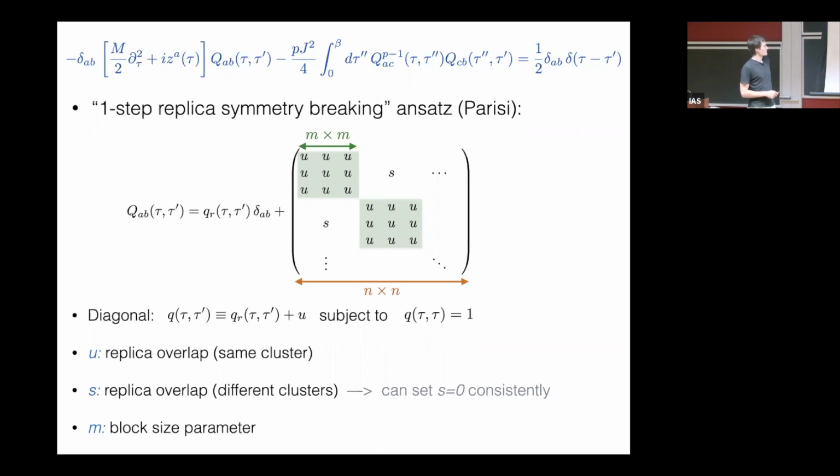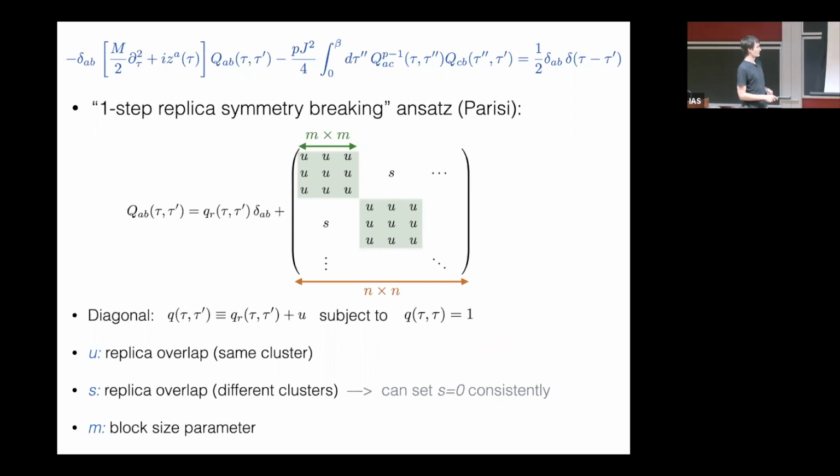So what does this do? This is an ansatz for the structure of this two-point function in replica space. The indices of this matrix are the A, B indices labeling the replicas. And we put some time-dependent two-point function Q_R along the diagonal, and then we add to it this constant matrix that is filled with blocks containing this order parameter U.